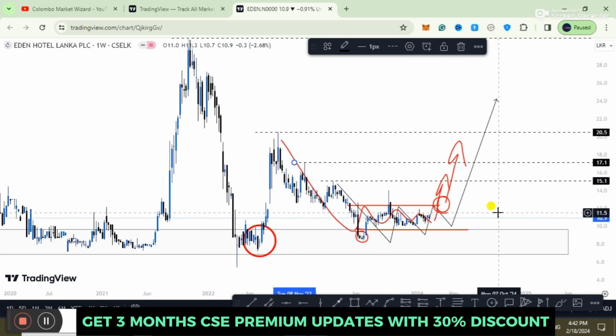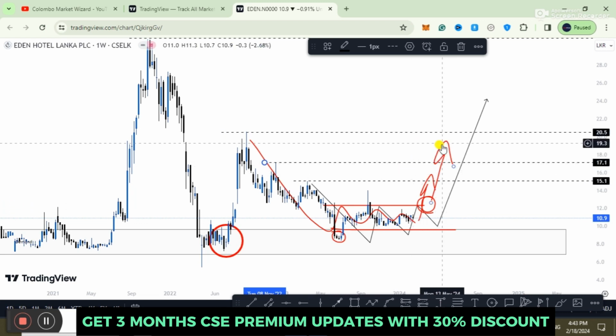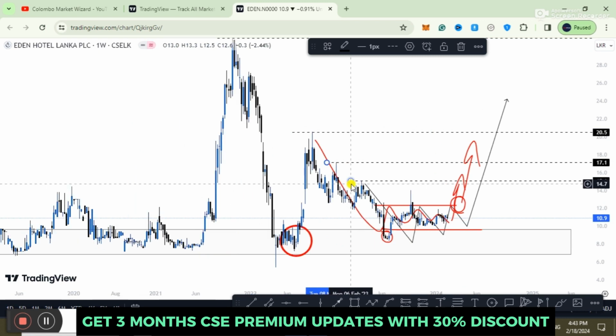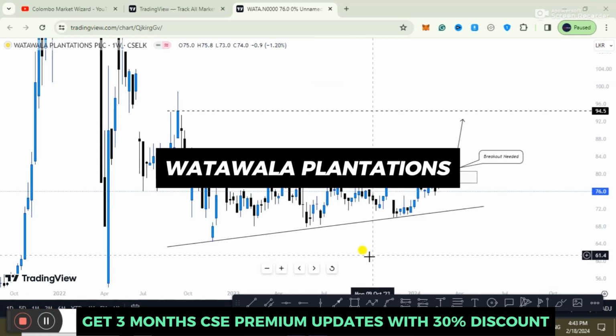So this is what I personally see on Eden Hotel at the moment. Here we have to wait for the confirmation of a bullish breakout on this consolidation, or the sideways market price action that we have identified. Once the price confirms a bullish breakout, then we can expect these following price targets as I have pinned over here, right? So let's move into the next update, which is going to be the last update for this weekly analysis. This is on the plantation sector.